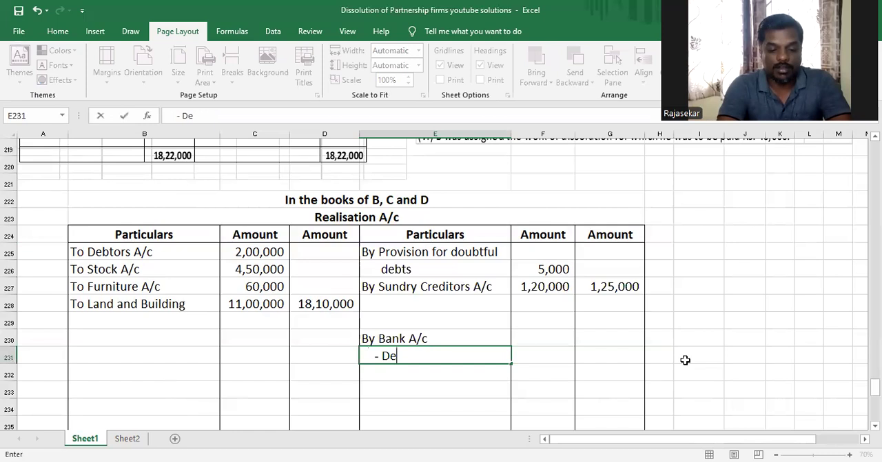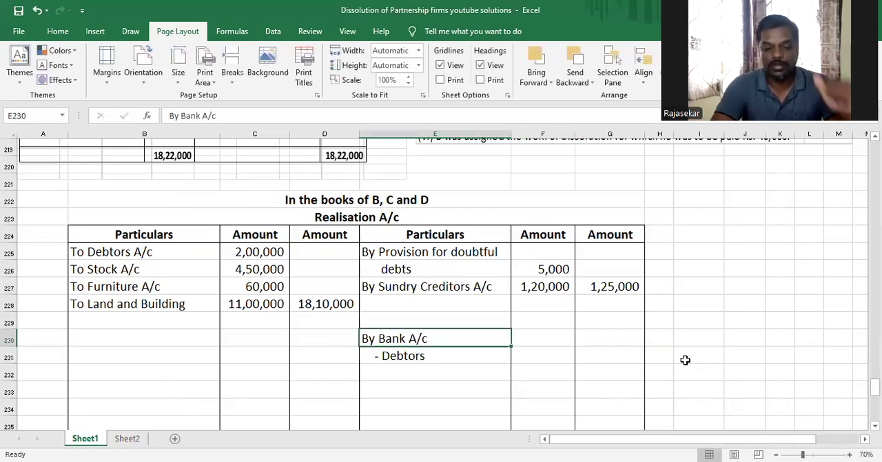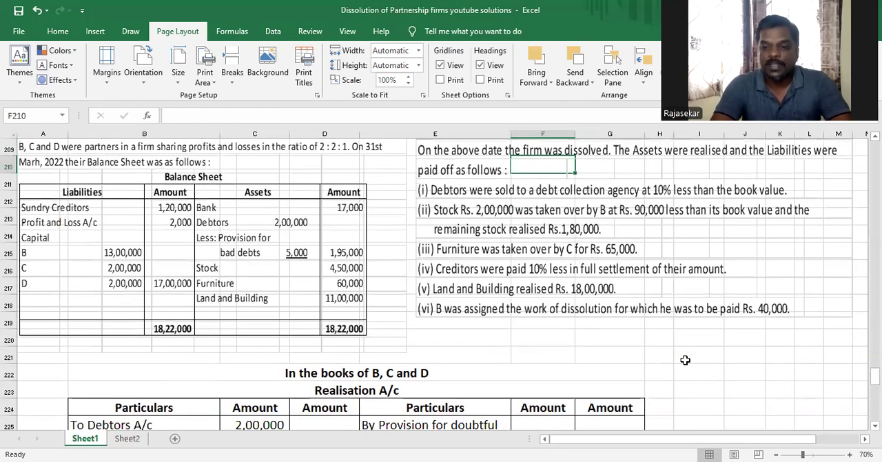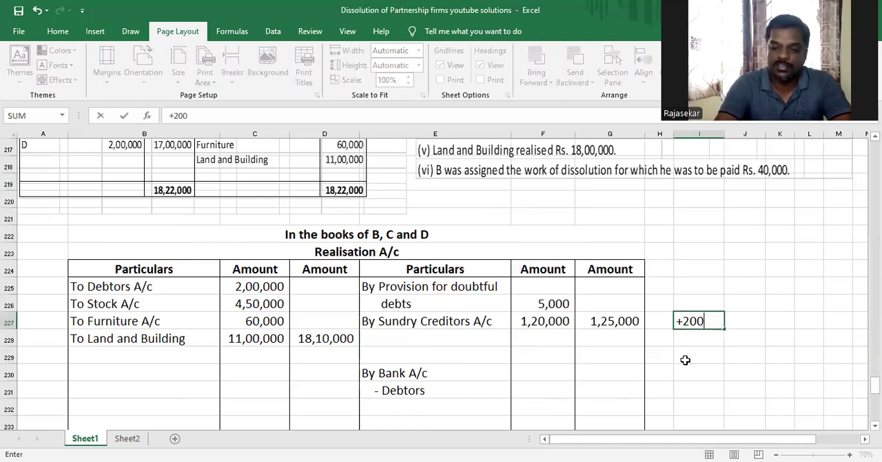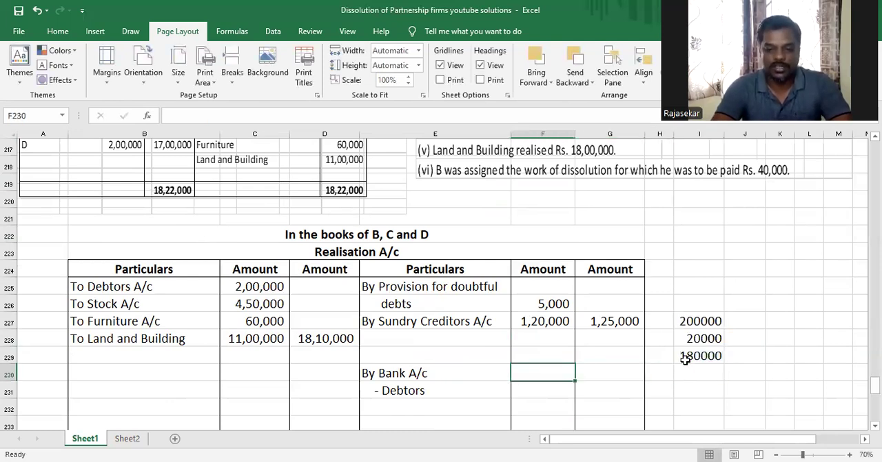And for keeping track of how much each asset realized, what we are going to do is write 'by bank' and below that 'debtors'. Now debtors realized 10% less than the book value. The book value of debtors is how much, my dear children? 2 lakh. It realized 10% less. 10% of 2 lakh is 20,000. So what it would have realized is 1,80,000. Understood or not, my dear children? So I'm going to write 1,80,000 against debtors.